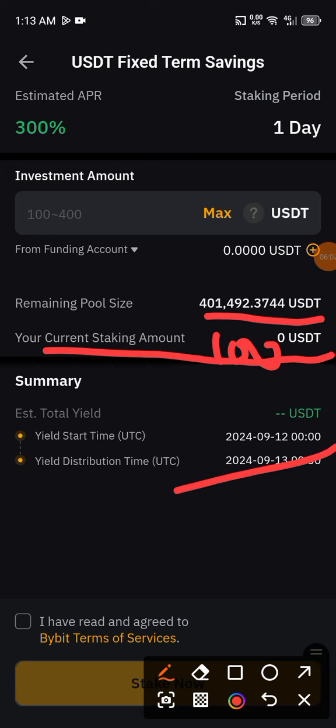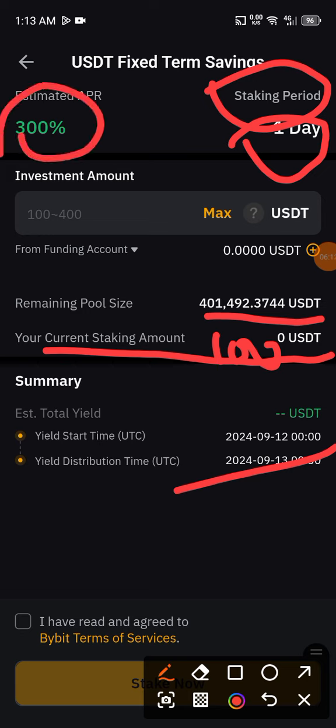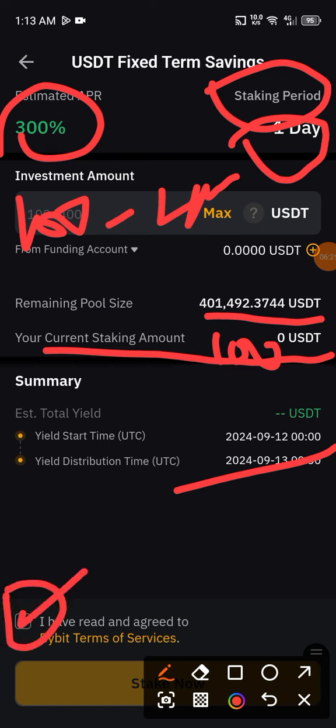On this, all you need to do is to stake for just one day and gain 300%. $100 minimum, 400 maximum. So the next thing you need to do is to click on stake, then stake. After staking, the only thing you need to do is wait. Do nothing more, just wait for these 24 hours to be over, and you can reclaim both your money and your profits.